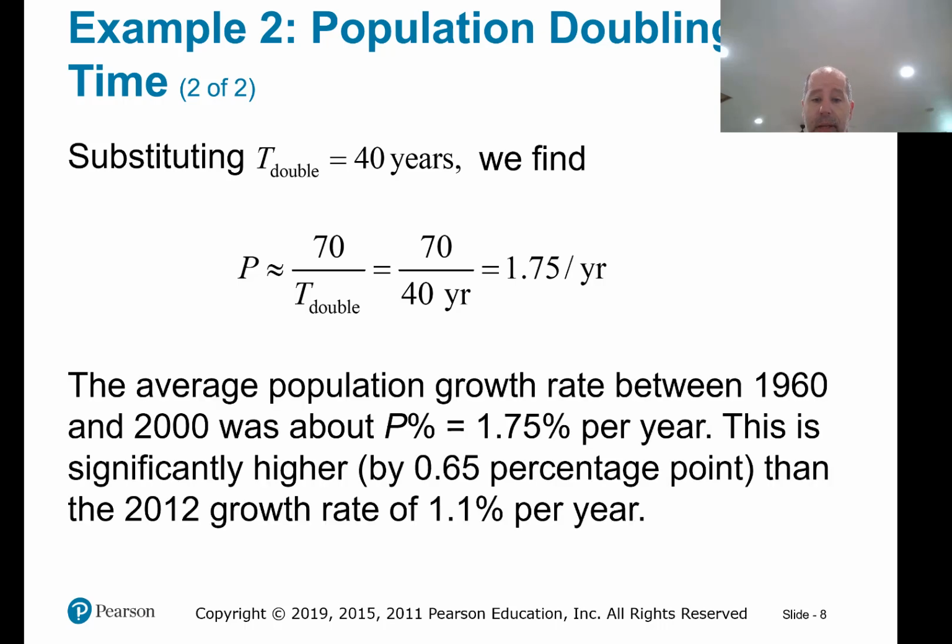Okay, now the average population growth rate between 1960 and 2000 was about what? 1.75% per year. This is significantly higher by 0.65 percentage point, by almost 2/3 of a percentage point, than the 2012 growth rate of 1.1% per year.